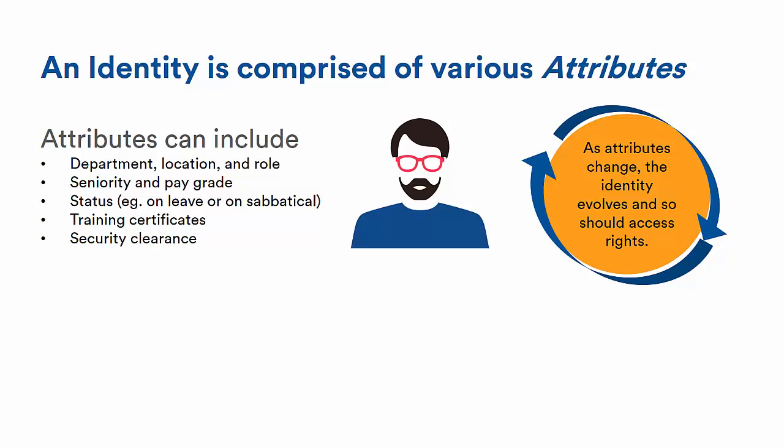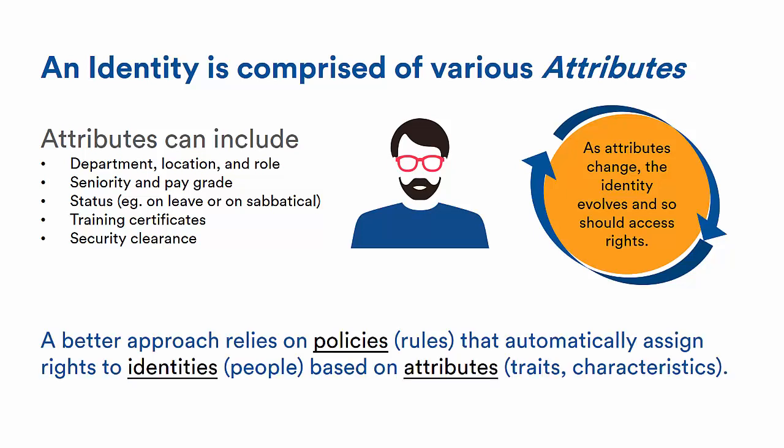An identity is also comprised of various attributes or characteristics. Examples include department, location, roles, seniority, training certificates, and security clearances. Many of these attributes change over time as they evolve naturally, so should the access rights. So, a better approach relies on policies, on rules that automatically assign rights to identities, to people, based on attributes, based on traits and characteristics.